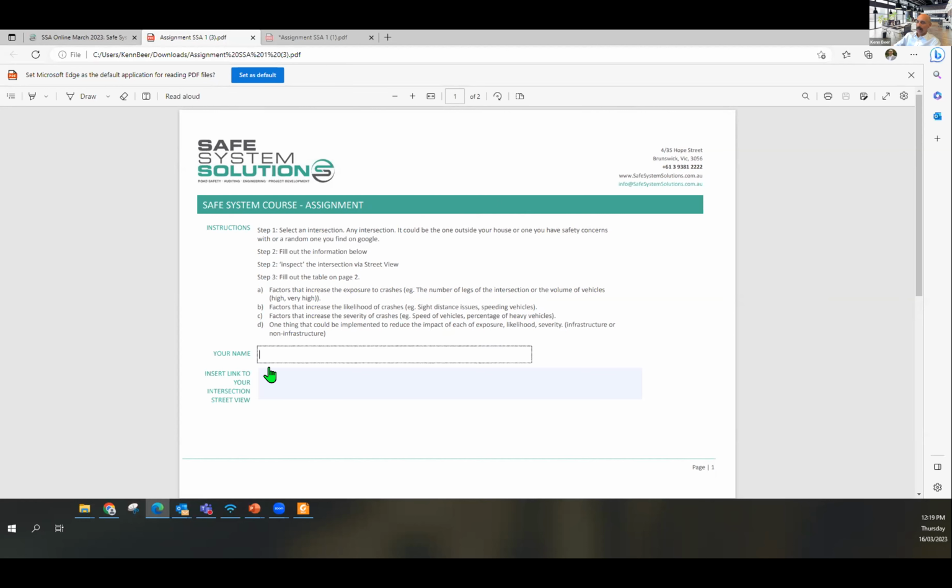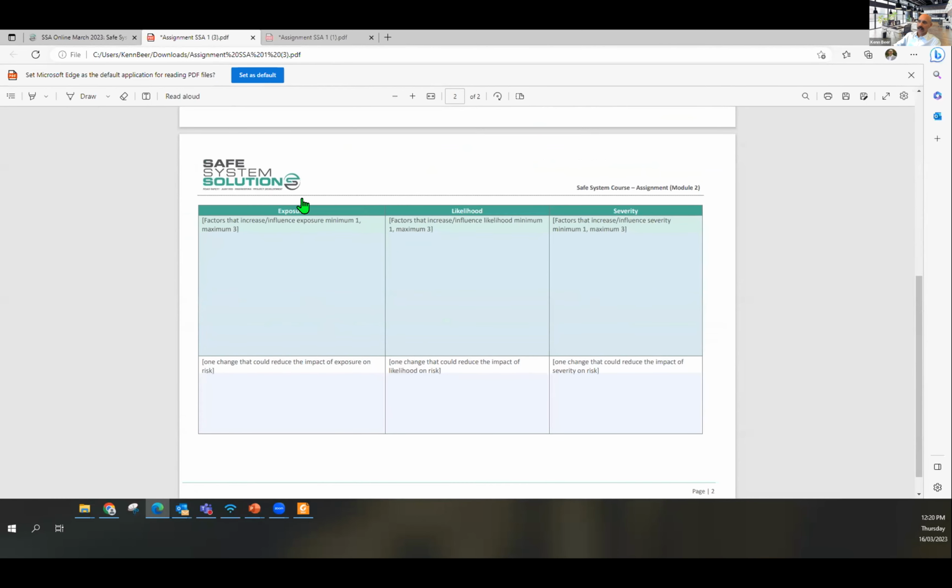So here you put your name, and it's a fillable PDF. You put your name in there, and you put a link to the intersection, so a Street View link or the coordinates of it, and you paste that in there. Okay, and then you inspect the intersection. If it's out the front of your house, you can just have a look at it, obviously. But if you can do it on Street View, we're not too concerned. And then you fill out the information on table 2. I'll take you down. So this is it.